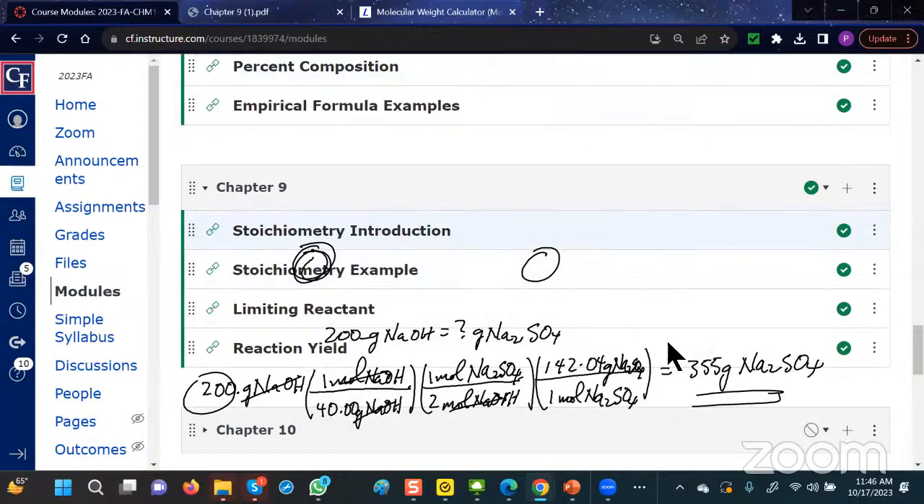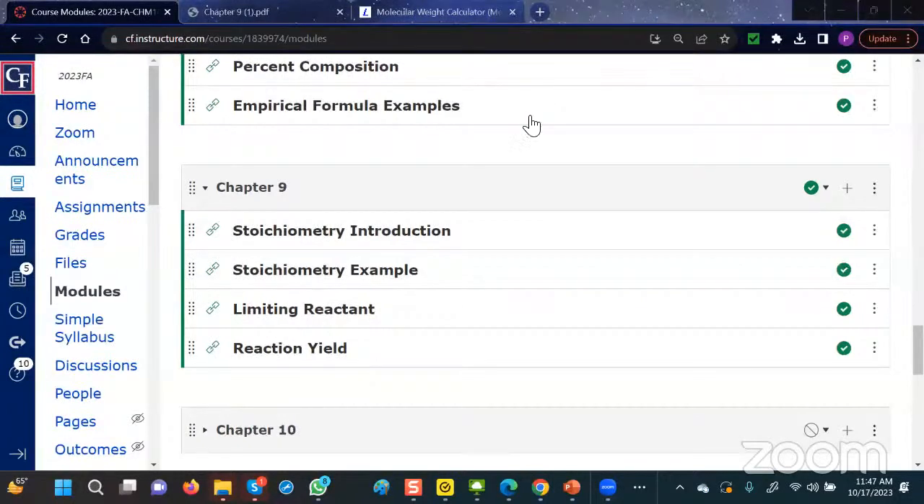And let me just say, based on what we have done today, let me get rid of this thing here. Okay, so based on what I've covered today, I've covered these 2 videos here, stoichiometry introduction and stoichiometry example. And I'm going to leave you guys to watch these videos, limiting reactants and percent yield. Then you'll be able to do the rest of the problems in the assignment.